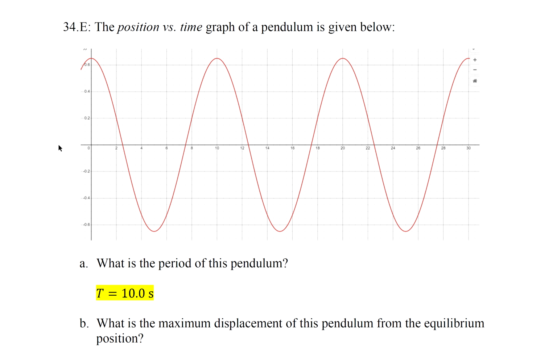Question 34. The position versus time graph of a pendulum is given below. So this is very similar to the last problem. Part A, what is the period? The time it takes to go back to its original position. So how long does it take to go from 0.9 to 0.9? It's 10.